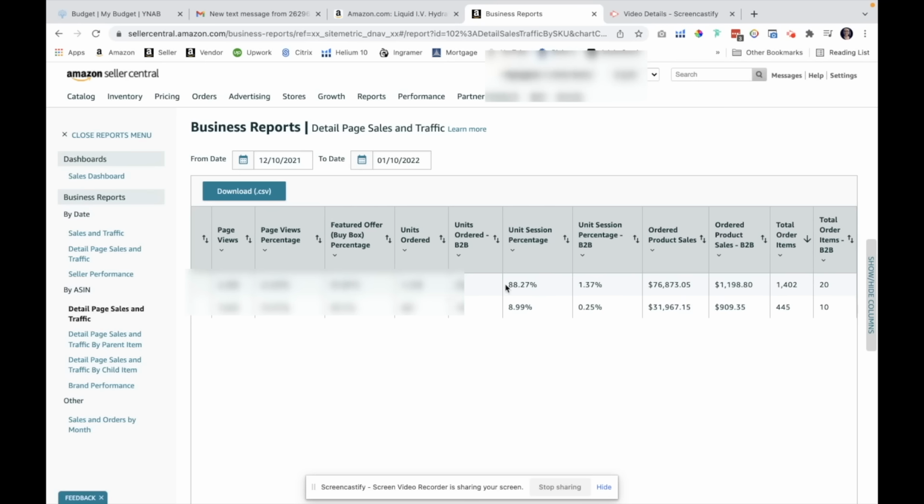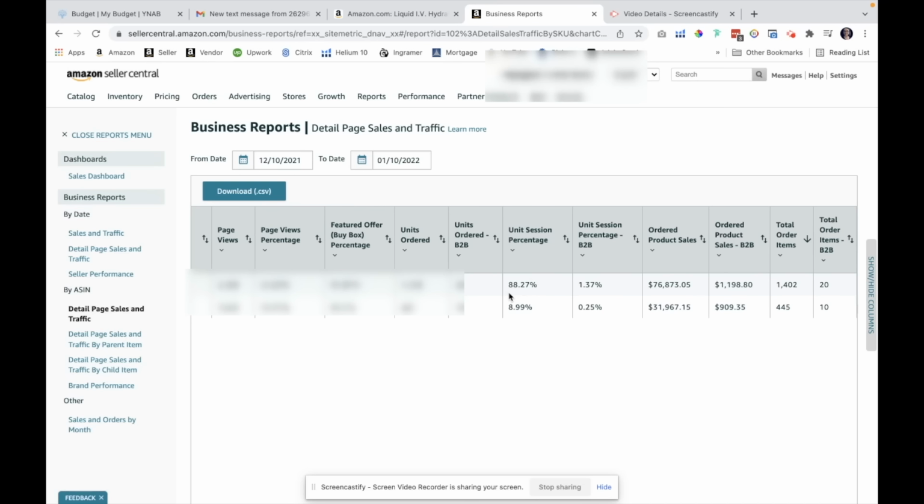And by the way, 88%, that is a stupid high unit session percentage. And this is a repeat purchase product. So this product is the introductory thing, and this is like the refill. So they're getting 88% conversion on their refill, which is not a surprise, but it's very unusual to see 88% here. On a good day, you'll see 30%. I've seen as high as 50%.